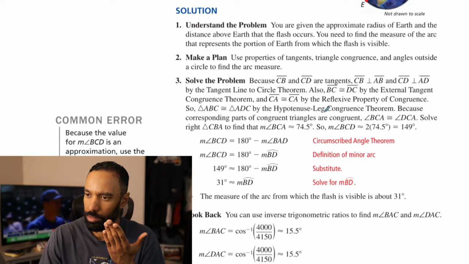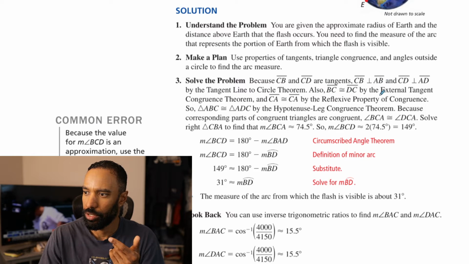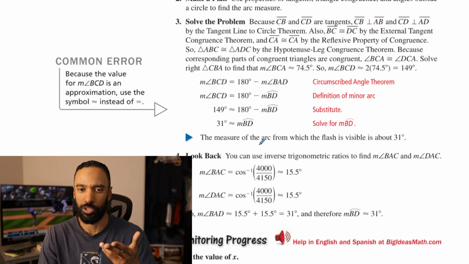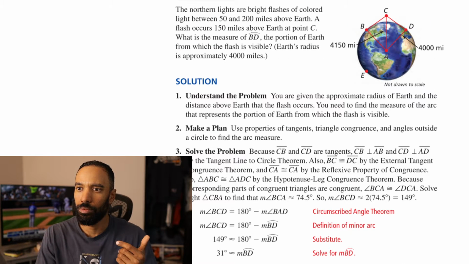Do they do that? Because there are tangents, they're perpendicular. These are all tangent theorem. These corresponding parts of congruent triangles are congruent. Solve the right triangle. Okay, yeah. So they're using inverse. It looks like here they say inverse cosine. I would use. So here's what I would do.